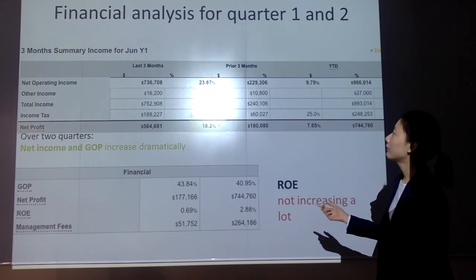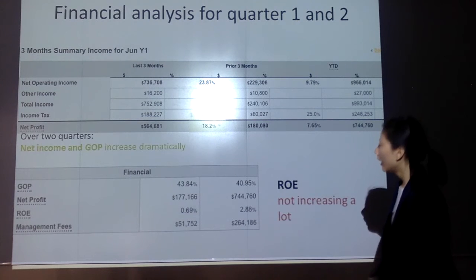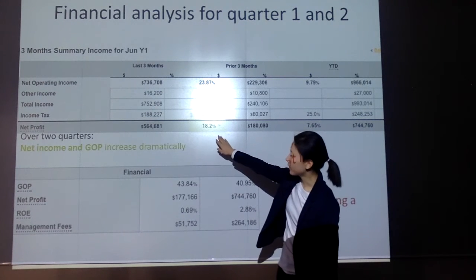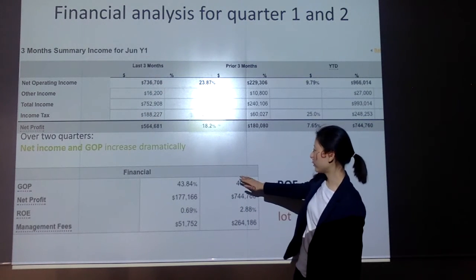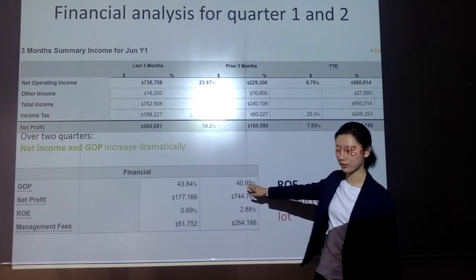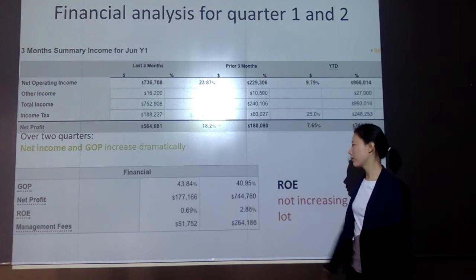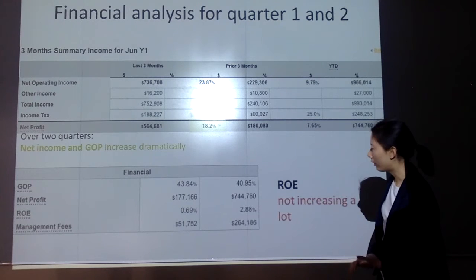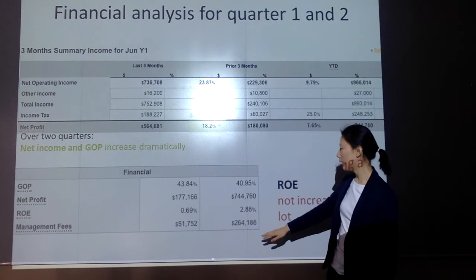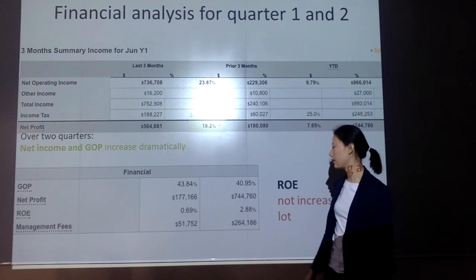Here comes the financial analysis for quarter 1 and quarter 2. As you can see here, we have an 18% net profit, which is quite good. And also the net income, we have achieved 40%, which is highly above average, which is 25%. However, the ROE, return on equity, is not so good because until now we have only achieved 2.88%.